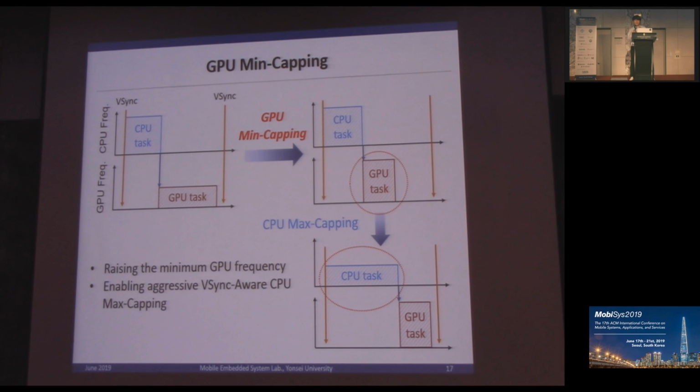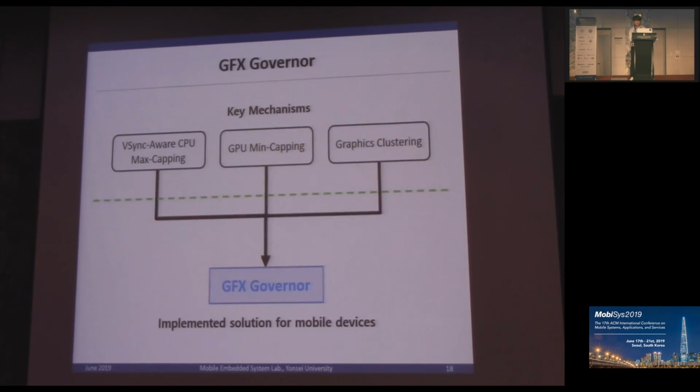And our final solution is GPU min capping. As the existing GPU DVFS governors tend to use the GPU frequency as low as possible, we raise the minimum GPU frequency. With this solution, we can accelerate the GPU task and make the completion of the frame rendering much earlier. As a result, we can further lower the CPU frequency by delaying the CPU task more. However, these solutions are just an abstract concept, and applying them to a real system is another problem.